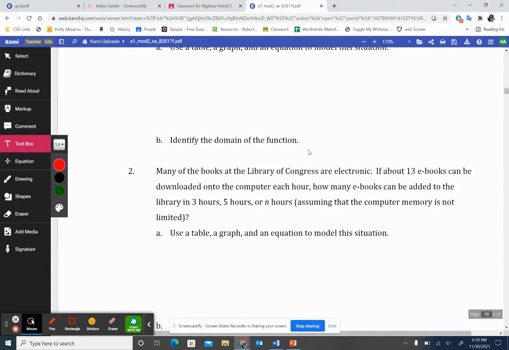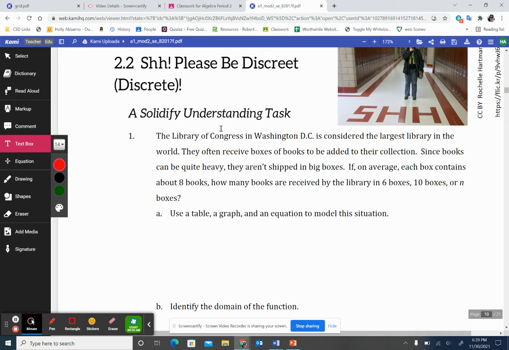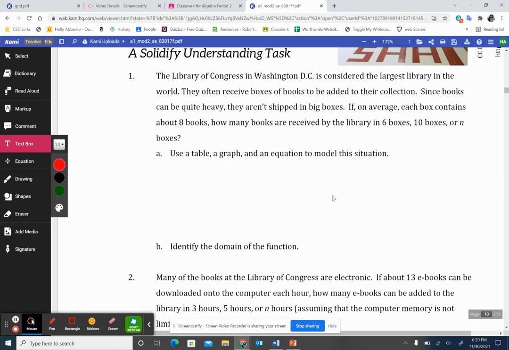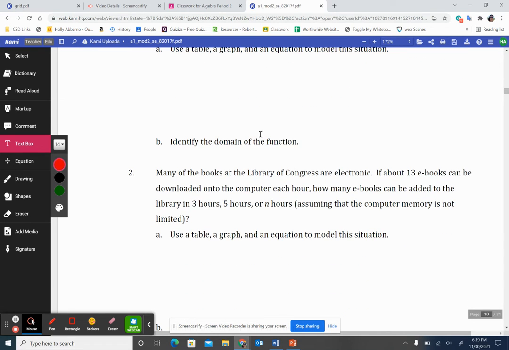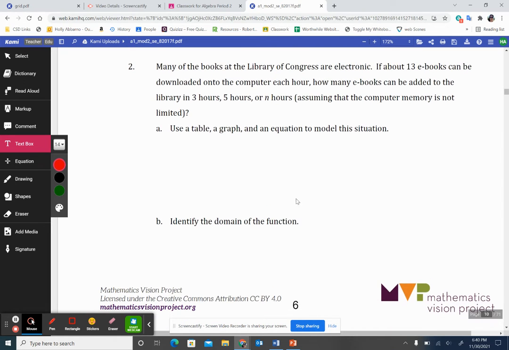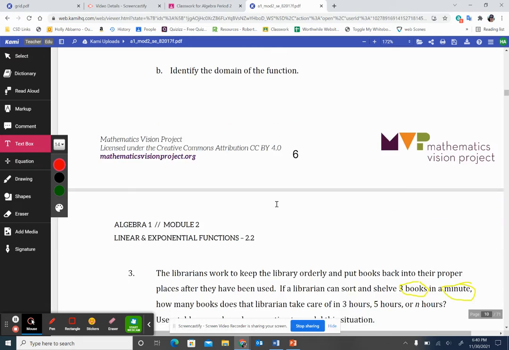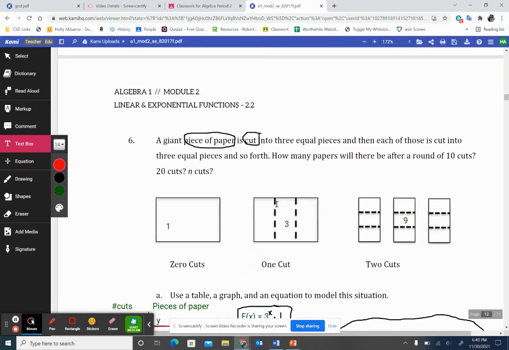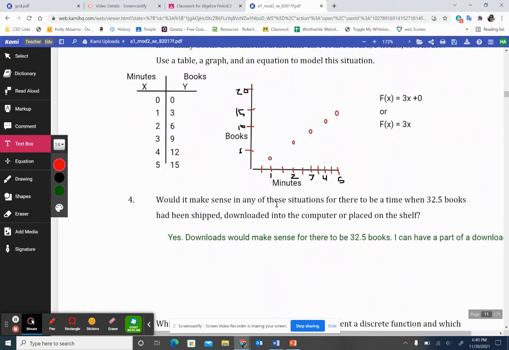All right. So yesterday we went over the solidifying task of Please Be Discrete. And we did the books, the Library of Congress books. In the library, we made a table, a graph, and an equation in the Screencastify. And we had talked about that new vocab word domain. Then we went on down to the second one, which was the ebooks. And we made another table, graph, and equation, and we talked about the domain of that function. Your homework was to be doing page 7, 8, 9, and 10. There was quite a bit. So we're going to go ahead and get started.